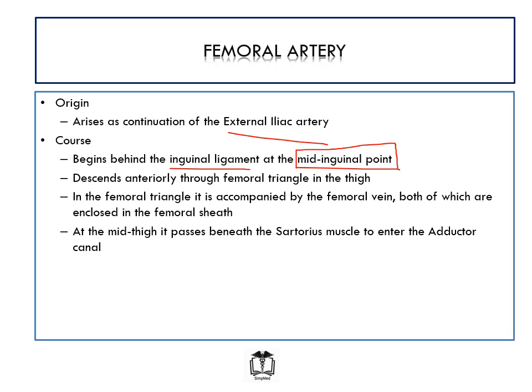And then the femoral artery keeps descending towards the thigh. Once it gets to the midpoint of the thigh, it leaves the femoral triangle and enters into the adductor canal. It does this by passing through, or passing beneath, the sartorius muscle.